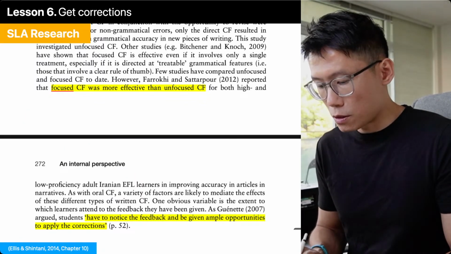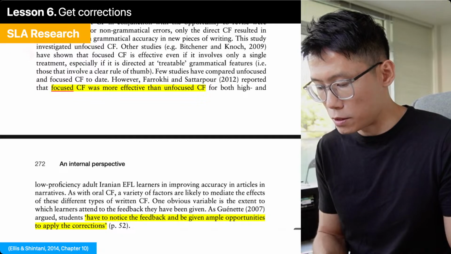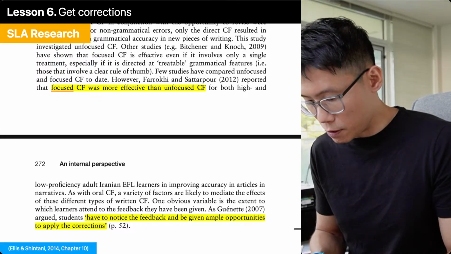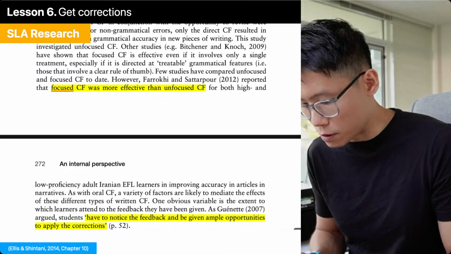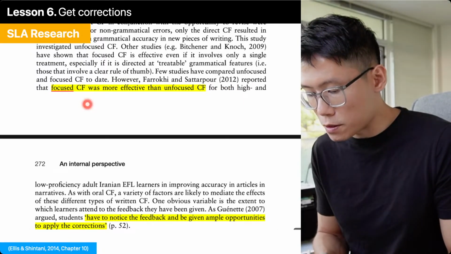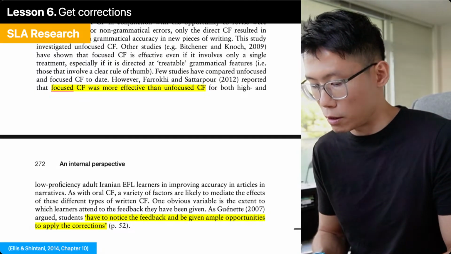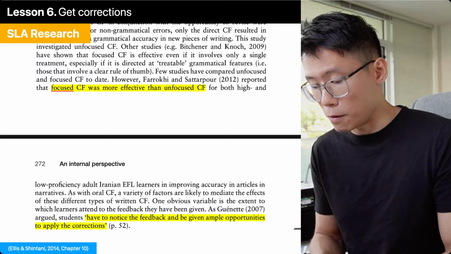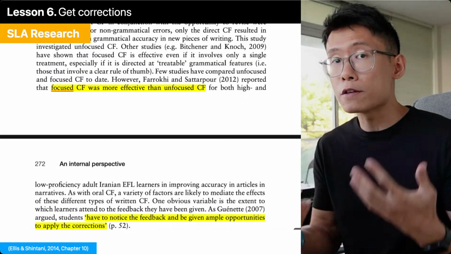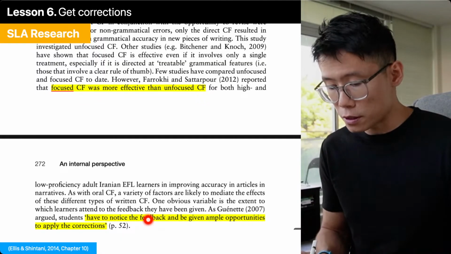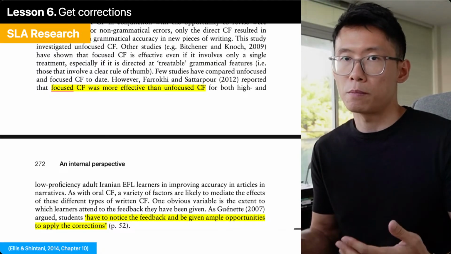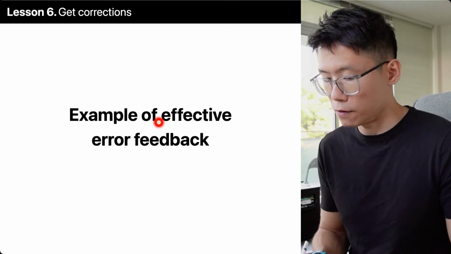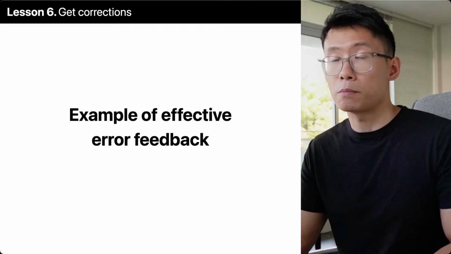Right. So this is also backed by SLA, or second language acquisition research, as shown in this book by Ellis and Shintani right here, quoting Farrokhi and Sattarpour, 2012. They stated a focused corrective feedback is much more effective than unfocused corrective feedback, just because this focused approach is more intensive, and you are a lot more likely to notice these errors and be able to correct them in a more systematic way. Now let's go through a real example of how you can get effective error feedback so that you can apply it to your Mandarin learning right away.